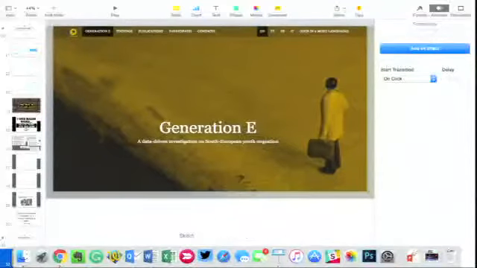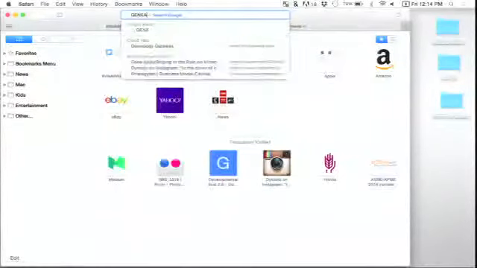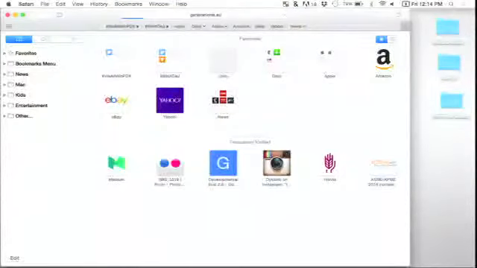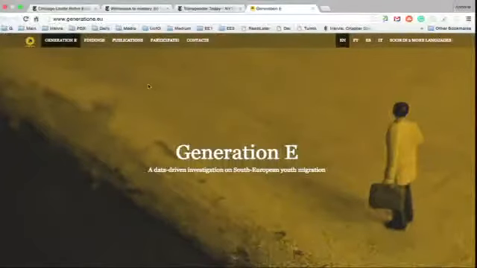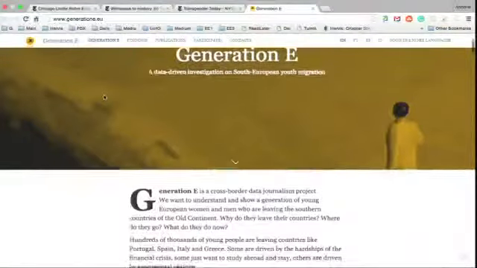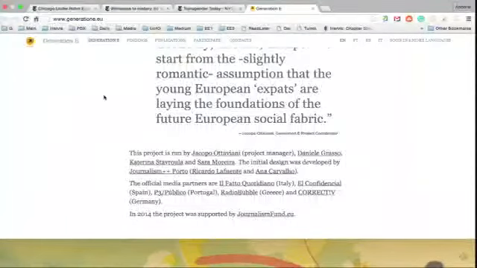Let me take Safari. I'll open it very quickly here. This is the platform we started as a group of journalists. You can go there and see both the methodology we used and the results of the project. Basically, we use this website as a platform to keep all the results of our research together, and some specific stories were published on newspapers in different languages in Europe.